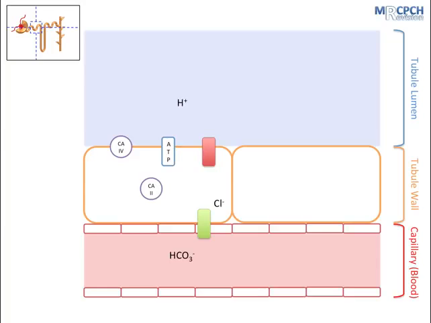The first one: there is a proton pump, an ATPase, that actively secretes hydrogen ions into the tubular lumen. Sodium is also freely filtered, and there is a sodium-proton exchanger on the luminal surface, and the remaining protons are exchanged for sodium. The bicarbonate is then absorbed back into the circulation, and the protons are excreted in the urine.